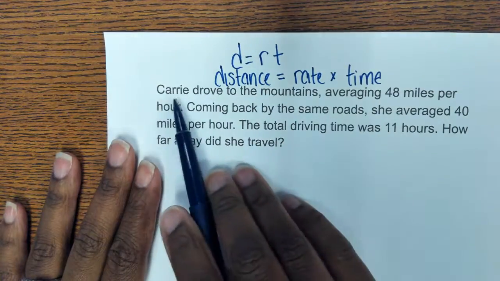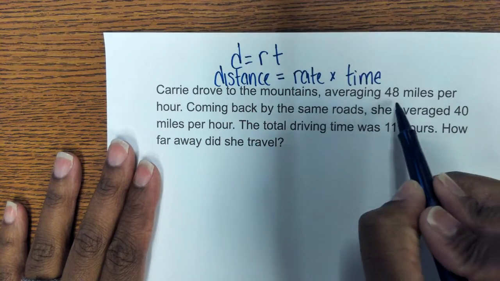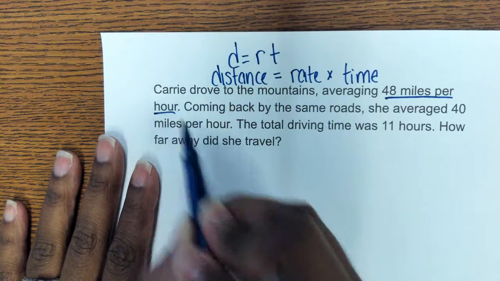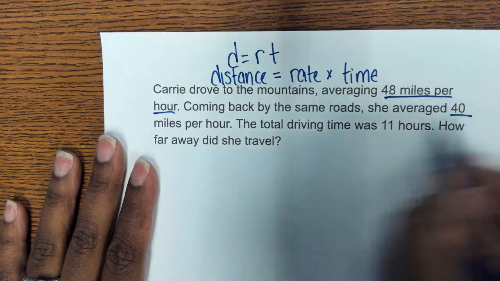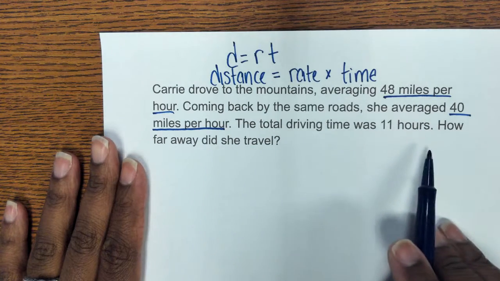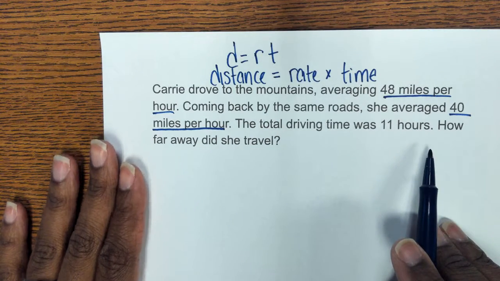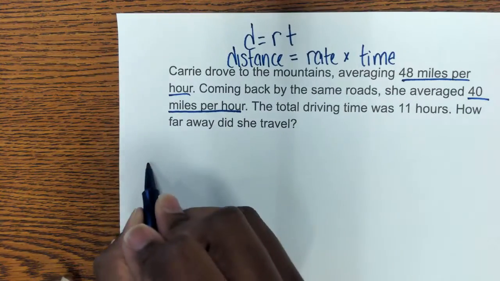So in this particular case, we have that Carrie drove to the mountains, averaging 48 miles per hour. Coming back on the same roads, she averaged 40 miles per hour, and the total driving time was 11 hours. How far did she travel? So we need to set up our table.